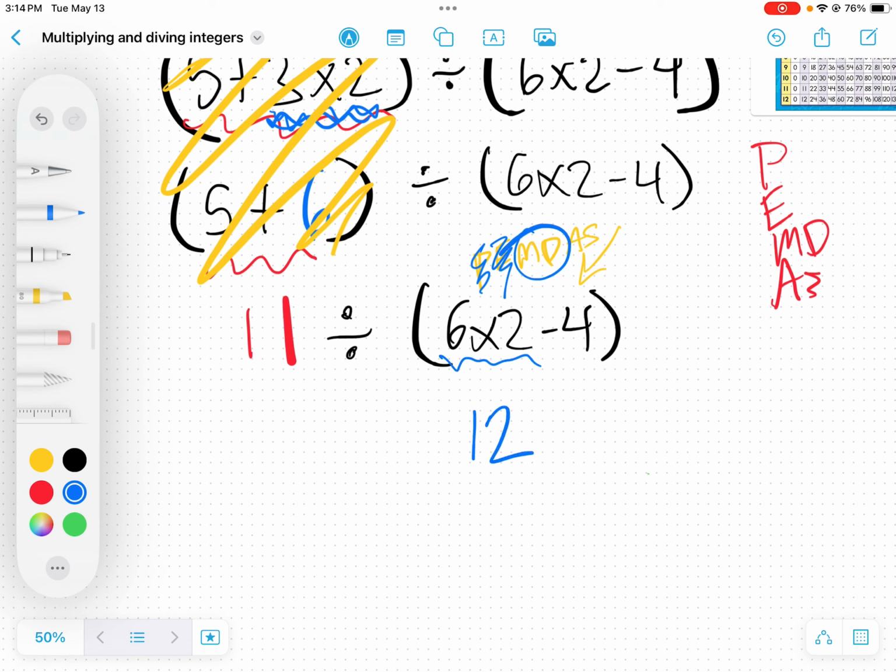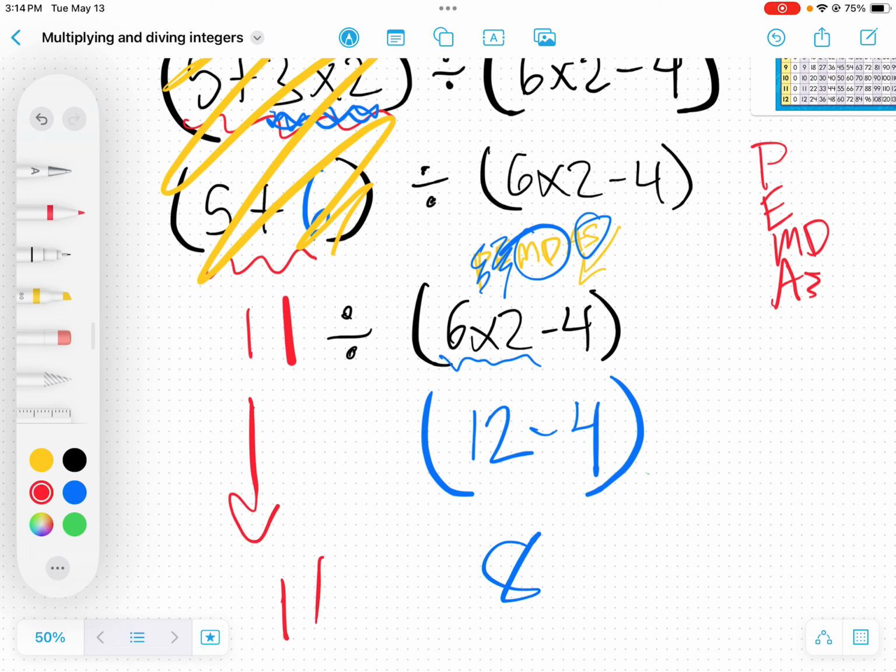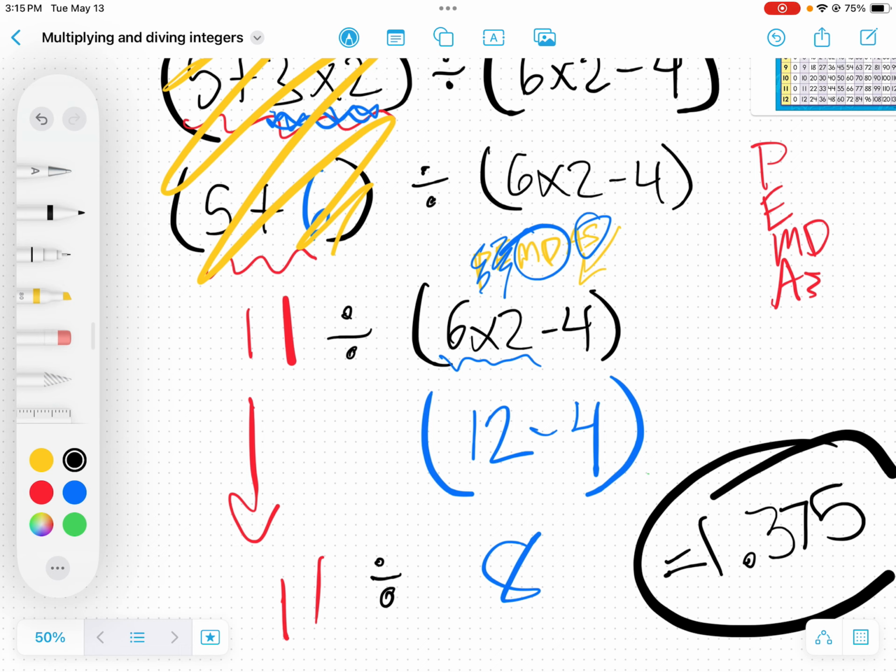6 times 2 is 12. Put that in parentheses, then we're going to subtract 4. Do the adding and subtracting next, and then we got 12 minus 4, which is 8. So then bring down this 11. We got 11 divided by 8, which is going to give me a decimal of 1.375. And so that would be my answer.